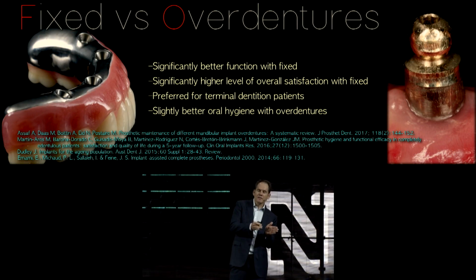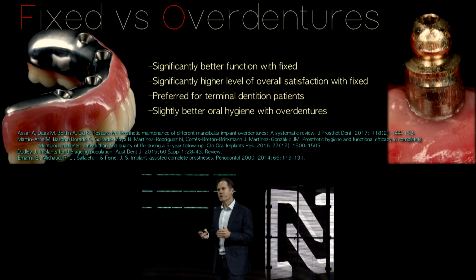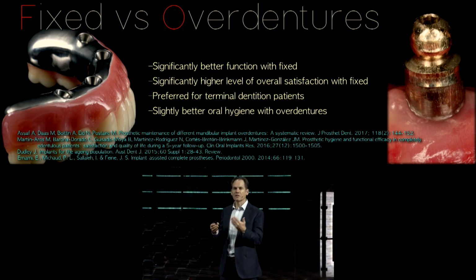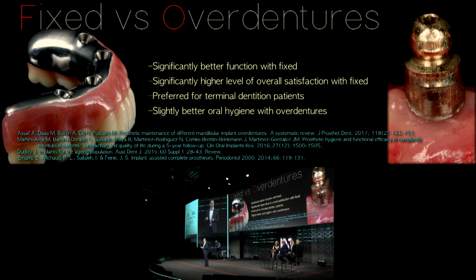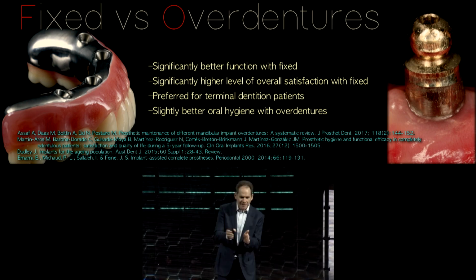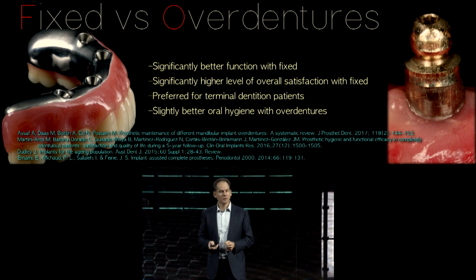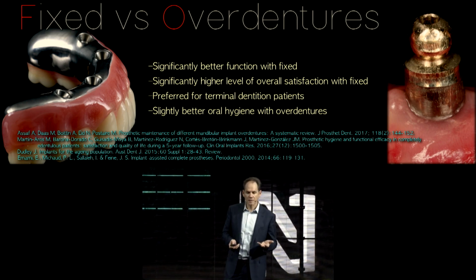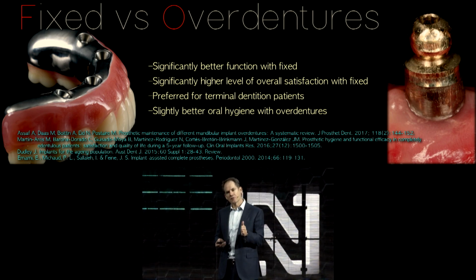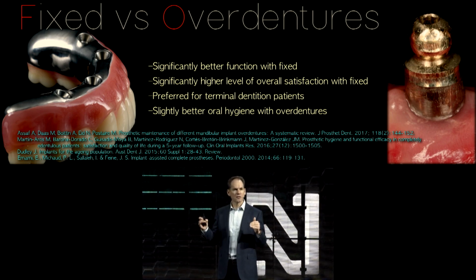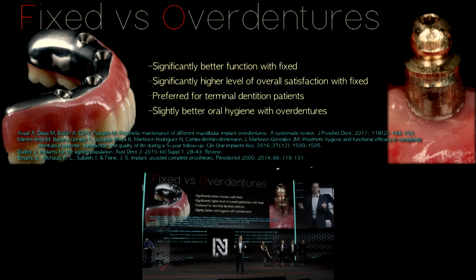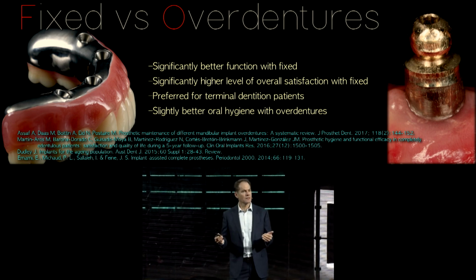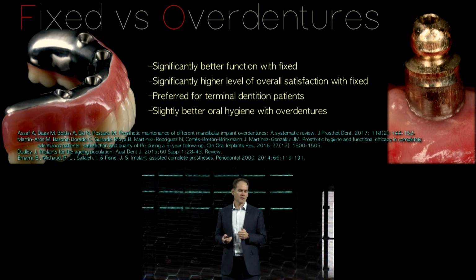If we compare fixed solutions to overdentures, then you get a much more significantly improved function. So you get significantly better function with a fixed solution than you do with an overdenture. You get a significantly higher level of overall satisfaction with fixed. And from a terminal dentition point of view, people that have a terminal dentition have still got basically relatively stable teeth. They may have caries, they may have periodontal disease and all the things that cause it to be terminal, but it's still more fixed than an overdenture is. And so they much prefer to have a fixed solution.